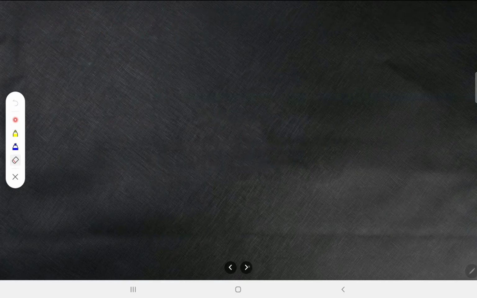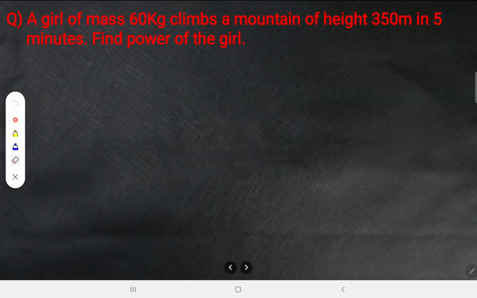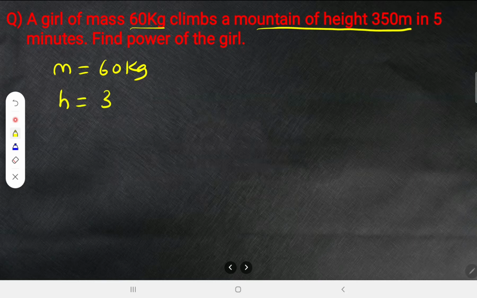All right, moving forward, let us take one more question. A girl of mass 60 kg. The mass of the girl is 60 kg. She climbs a mountain of height 350 meter. So she is climbing a mountain of height 350 meter, which means definitely she must have done some work, that is for sure. And in how many minutes? In 5 minutes. So time is equal to 5 minutes.